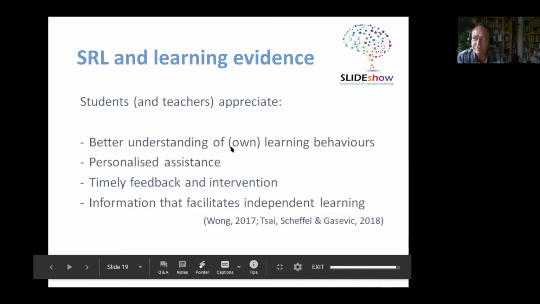But what we've learned from these studies is that students and teachers as well in the background appreciate a better understanding of their own learning behaviors. Many students want to understand how they learn, what their behaviors are, how to do things better, and so forth. They appreciate personalized assistance. They appreciate working at their own pace.